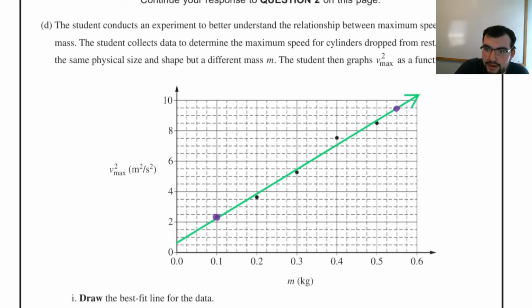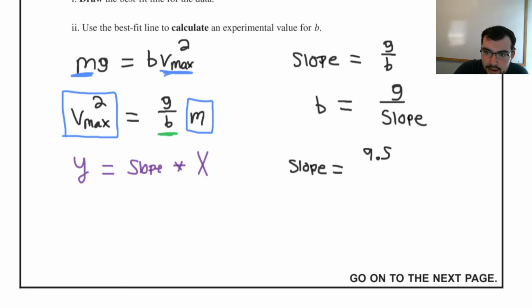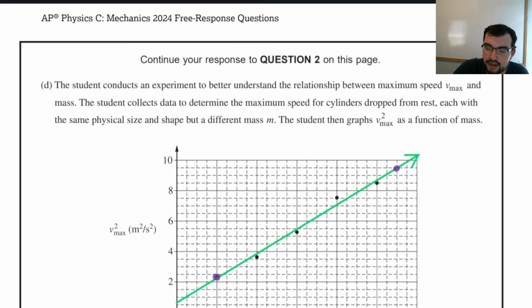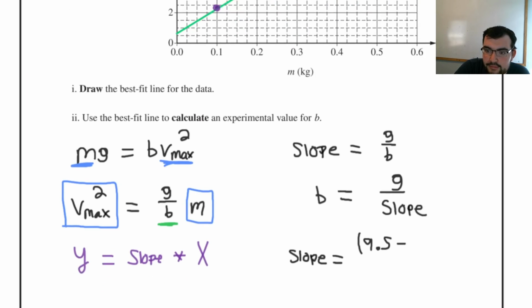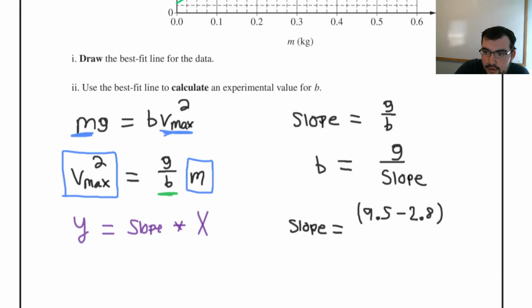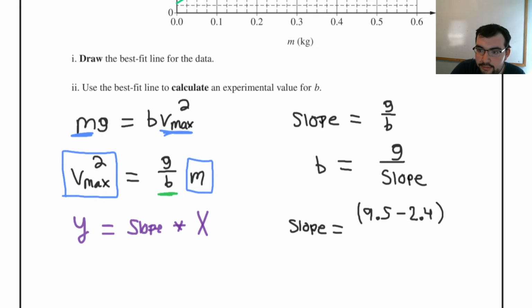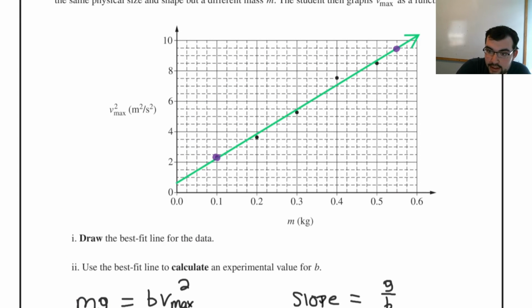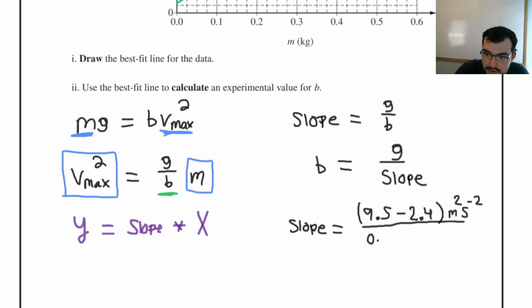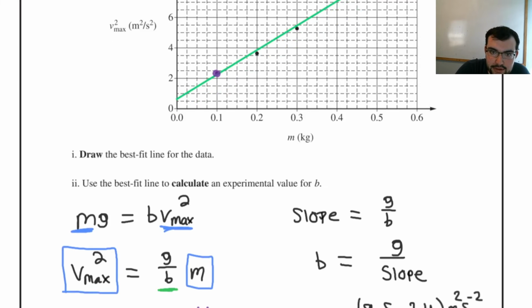This looks to be about 9.5 as my top data point, and I'll deal with the units later, because I imagine the unit might even be a point for this. And then it's just slightly below 3. I might even call that like 2.8. Or sorry, slightly below 2.5. So we'll call that 2.4, we'll say. And then the units on that is v squared, so that's meters squared seconds to the minus 2. Then divided by our run, which, let's see, our furthest data point is 0.55 kilograms, and our closest data point is 0.1 kilograms.